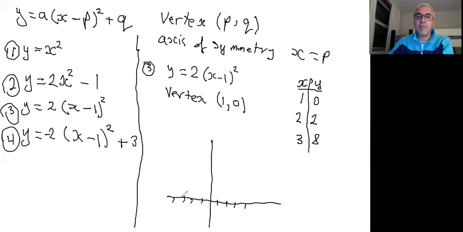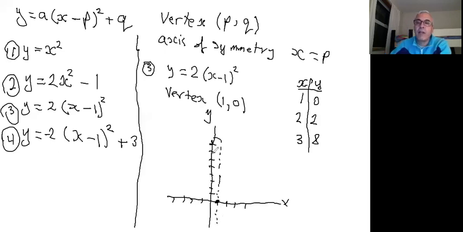I plot my grid, x-axis, y-axis. Maybe just make it a bit longer. 1, 2, 3, 4, 5, 6, 7, 8, 9. So the first thing I plot is my axis of symmetry, which is at 1 and 0. So that's my axis of symmetry here. What you could do is draw a dotted line indicating your axis of symmetry.